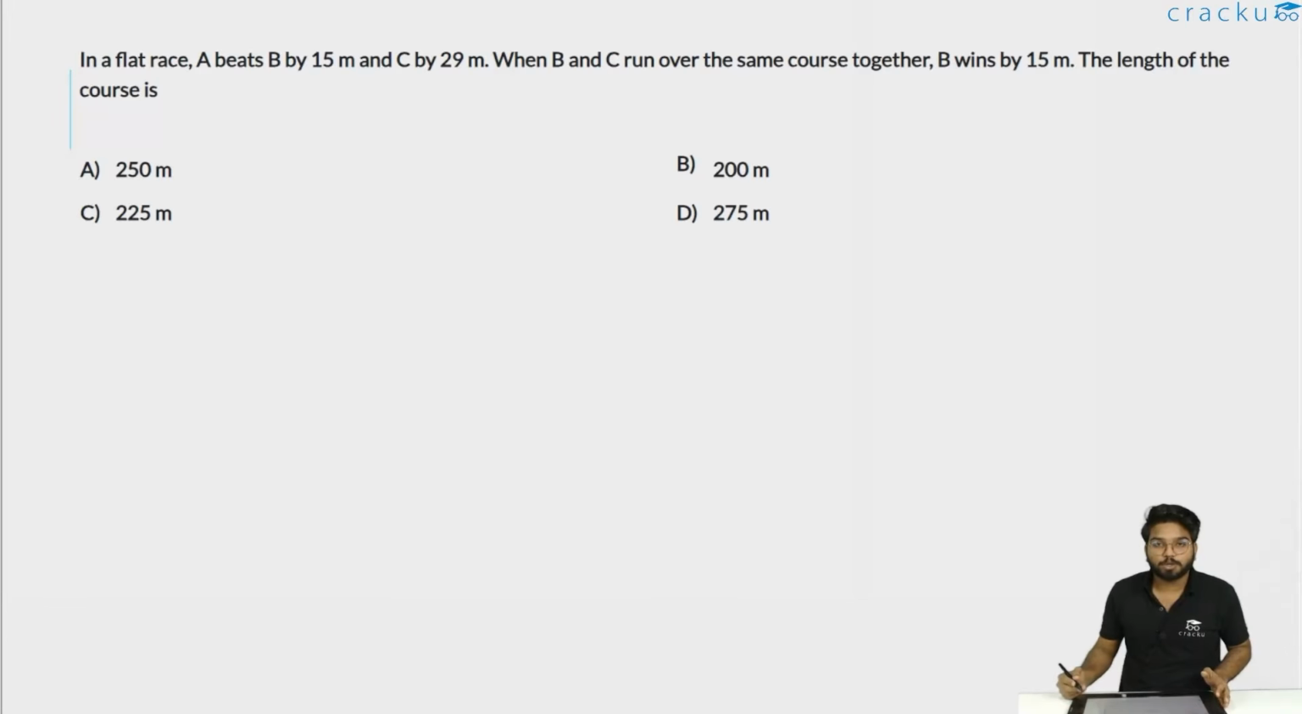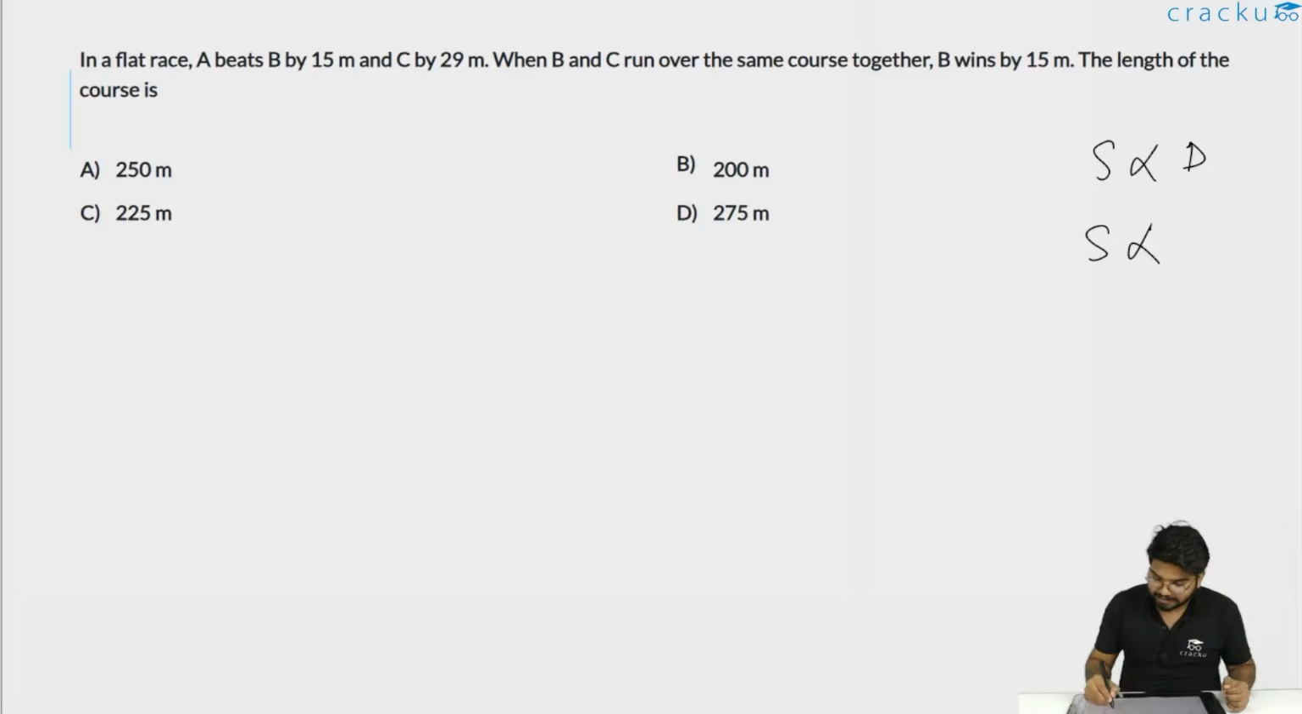Hi guys, we have this question again on time and speed and distance, and it is a question based on race. Before we start this question, I would like to explain a basic concept. Basically, the distance and speed are always directly proportional. So speed is directly proportional to distance. When the speed will increase, the distance covered will also be increased. But speed and time has inverse proportion. If the speed is increased, the time will be decreased. These are basic things, but this might be helpful for you to understand this question.